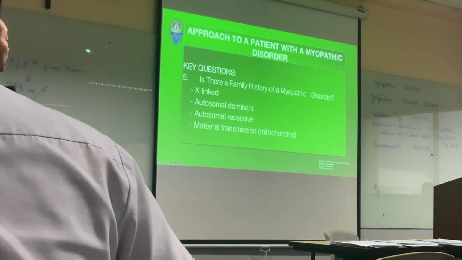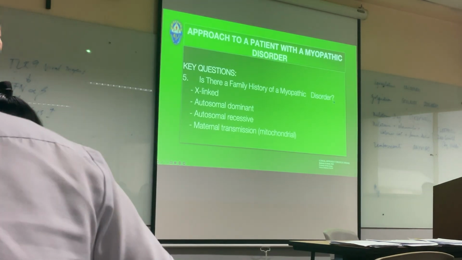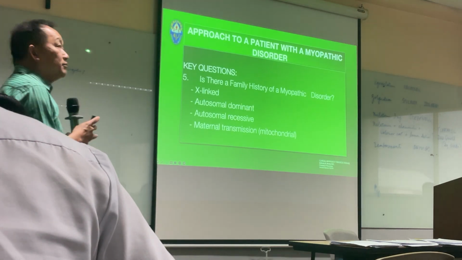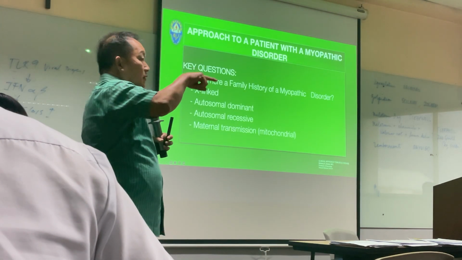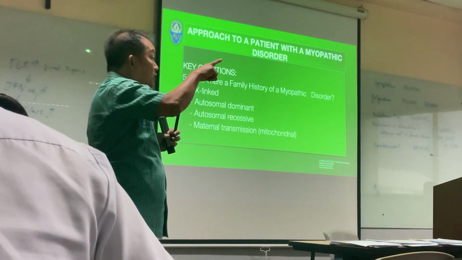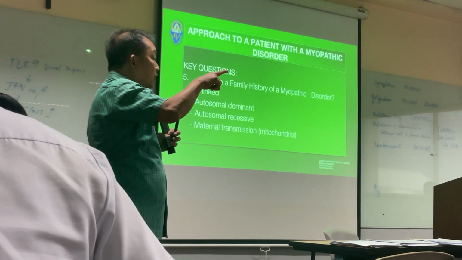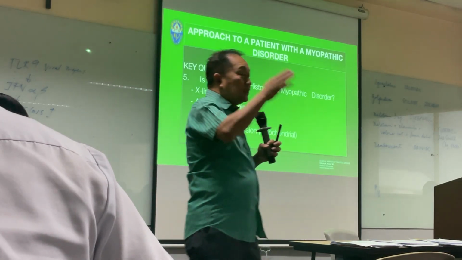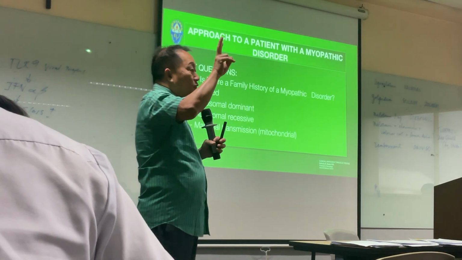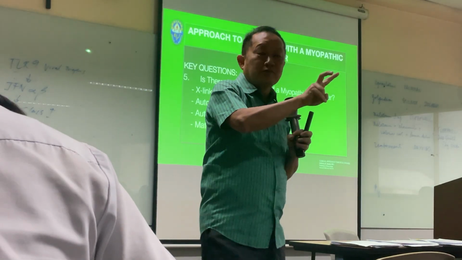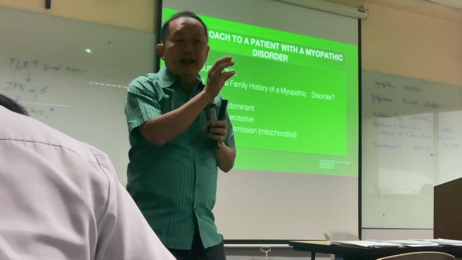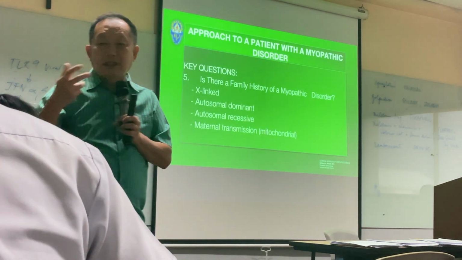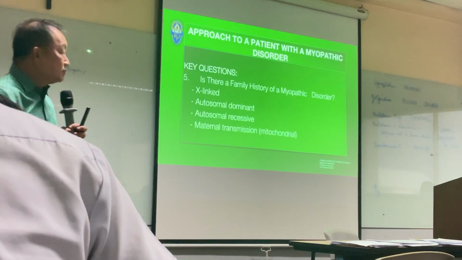So, is there a family history? X-linked conditions are mostly recessive. If it is X-linked, females have 2 X chromosomes. So, females may carry the gene, but since it is recessive, it will not manifest.